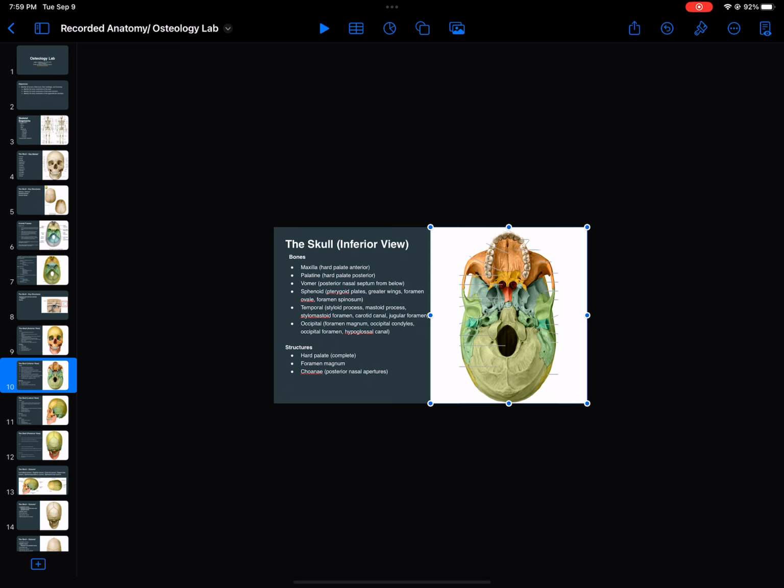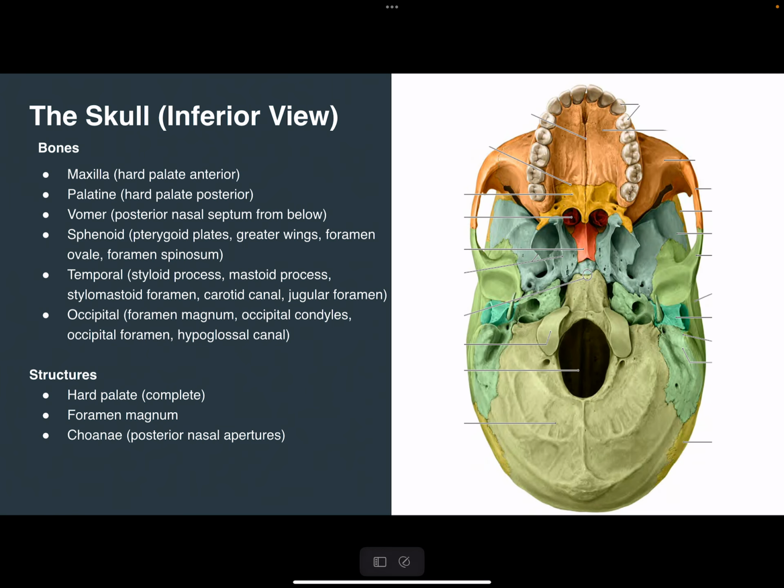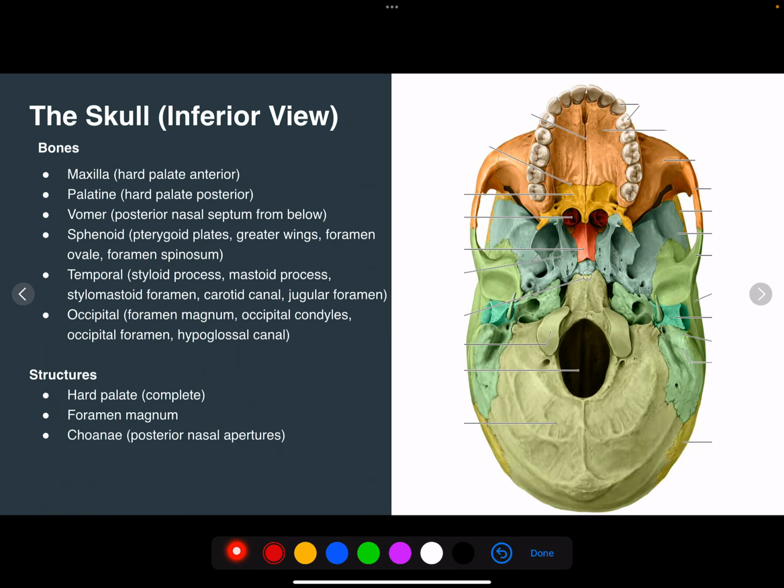Now, in that region as well, on both sides, we have something called a stylomastoid foramen, and that is the foramen, or hole, between the mastoid process of the temporal bone and the styloid process of the temporal bone. Okay? Looking at the occipital bone, we have our occipital condyles. We have our external occipital protuberance. And we have our hypoglossal canal.